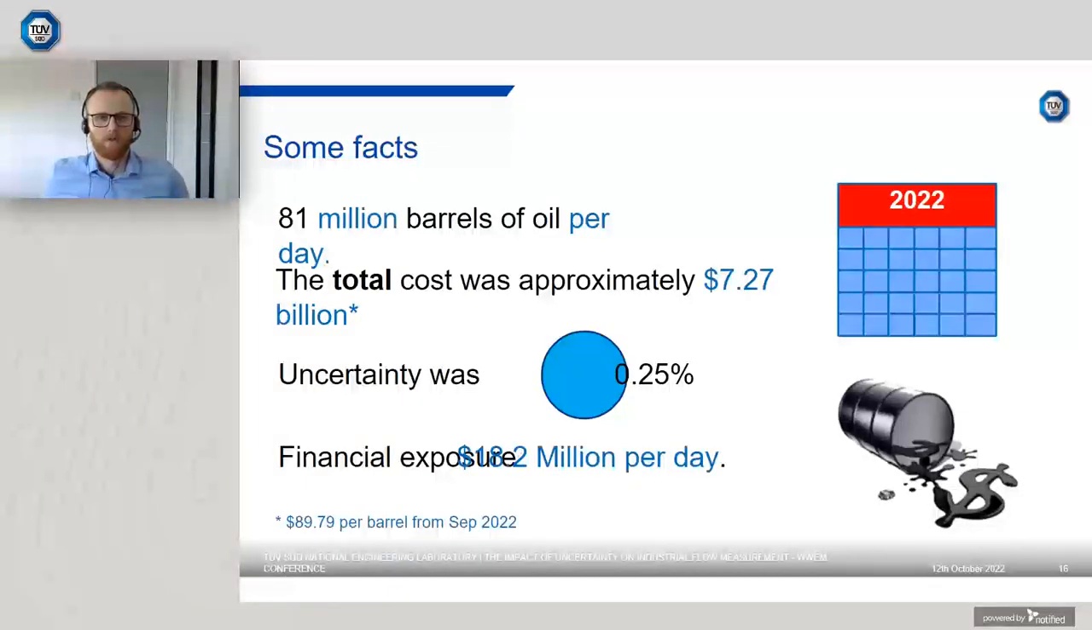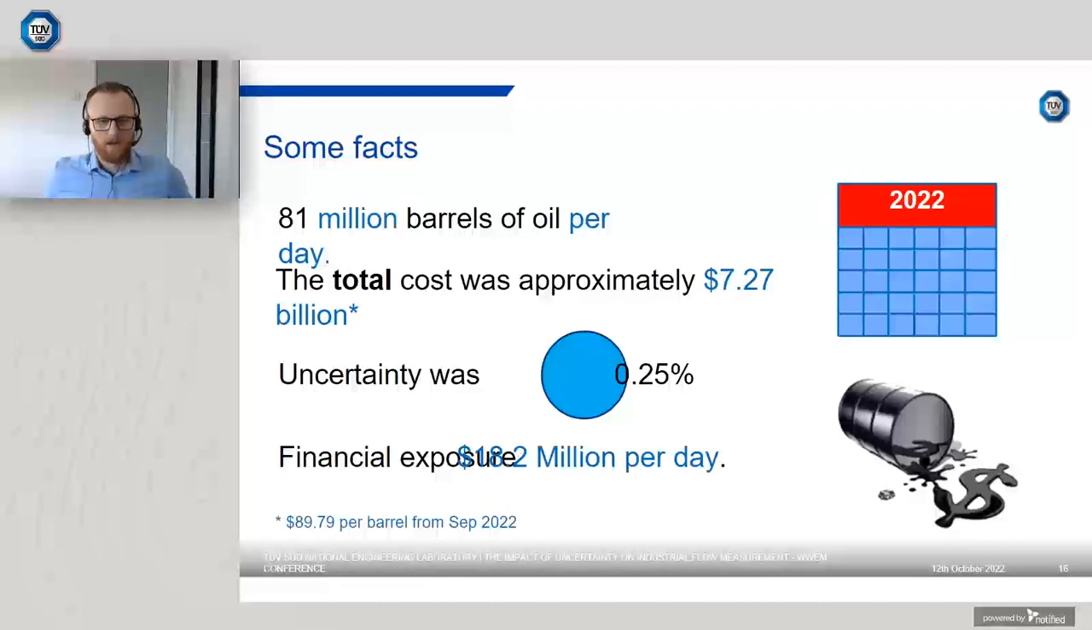In 2022, there were approximately 81 million barrels of oil produced per day, and that would be a total cost of $7.27 billion, assuming the price on the bottom of $89.79. If the uncertainty in the amount of oil produced was 0.25% at a 95% confidence level, this would lead to a financial exposure of £18.2 million per day.